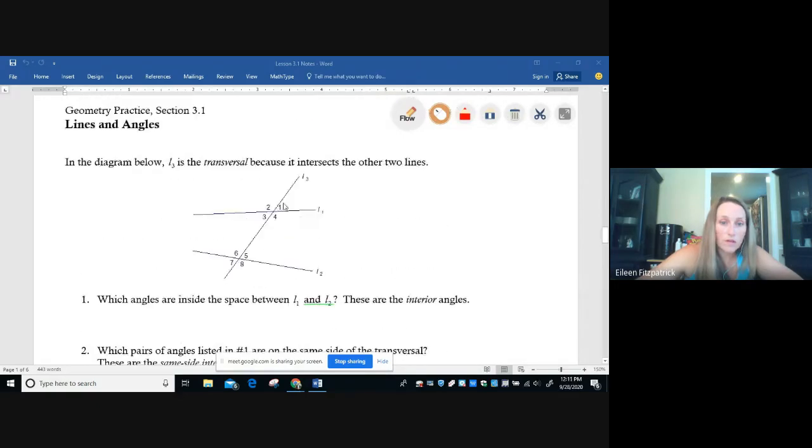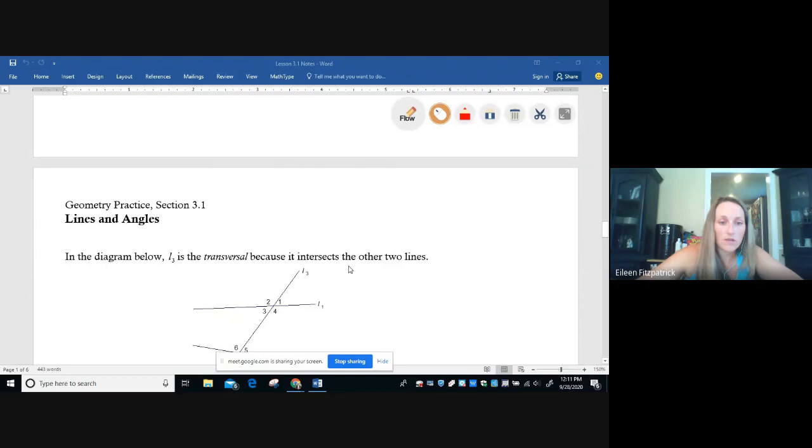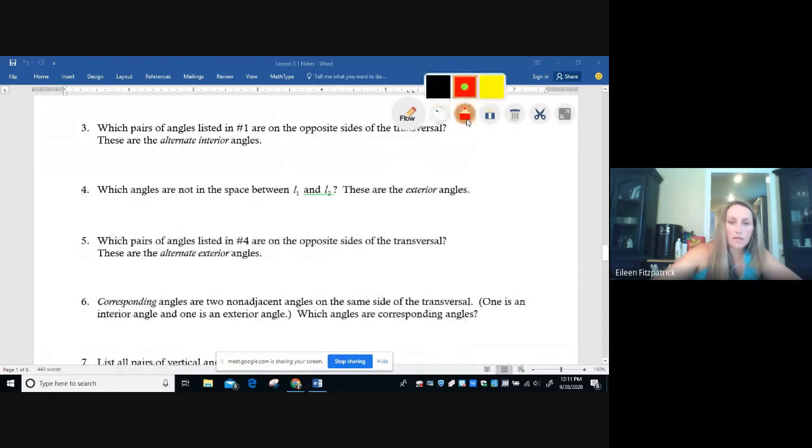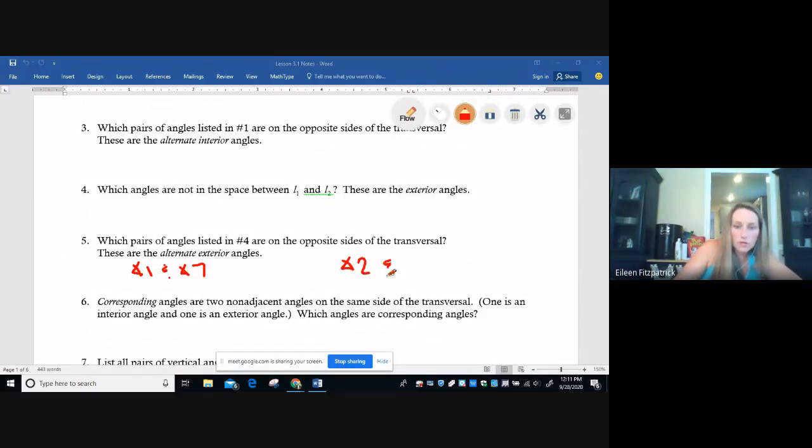So 1 and then alternate exterior would be 7. 1 and 7 are alternate exterior. And then 2 and 8 are alternate exterior. All right, so 1 and 7, 2 and 8. Angles 1 and 7, and then angles 2 and 8.